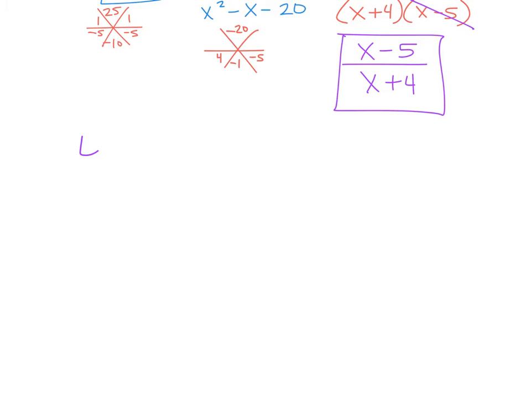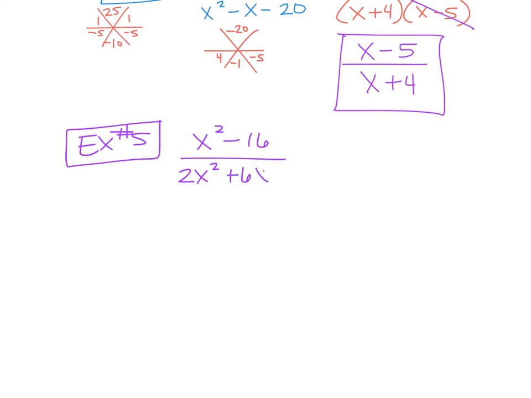Okay. Example 5 looks like this. X squared minus 16 over 2x squared plus 6x minus 8. So it's got a lot going on. Notice on top, that is what? Difference of squares. So we can say x plus 4 times x minus 4.